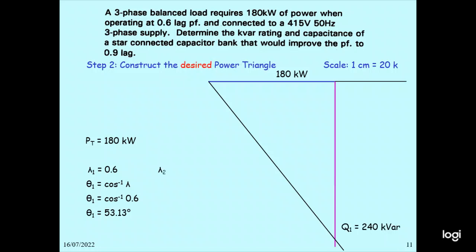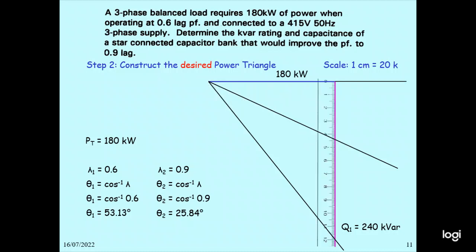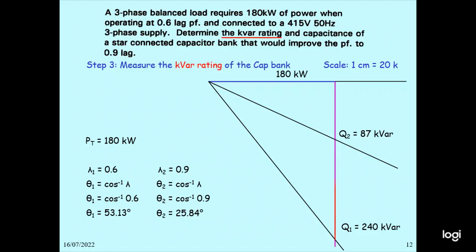Then lambda 2 is 0.9. In this case, cos inverse of 0.9 is 25.84, so you draw that line. And then you measure Q2, which equals 88 kVA. This is the kVA rating. The difference between Q1 and Q2 is the red one. So Q is equal to 240 minus 87, which gives 153 kVA.